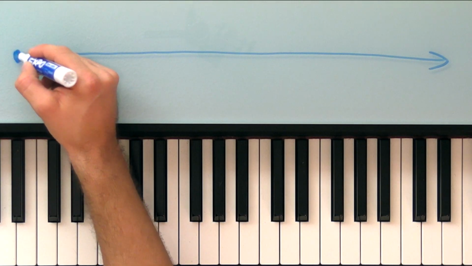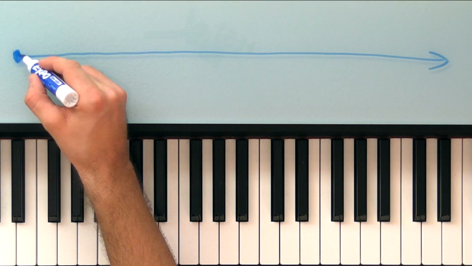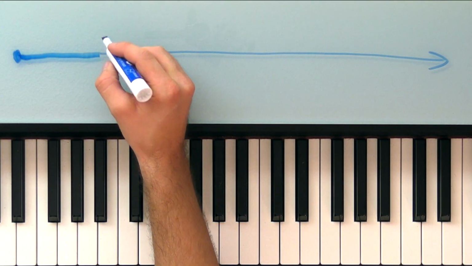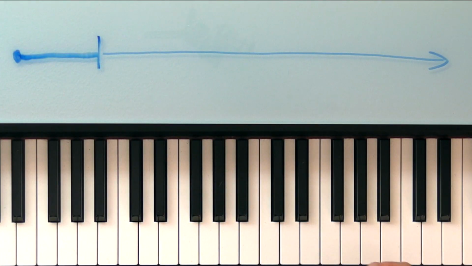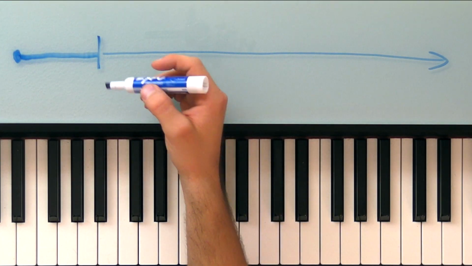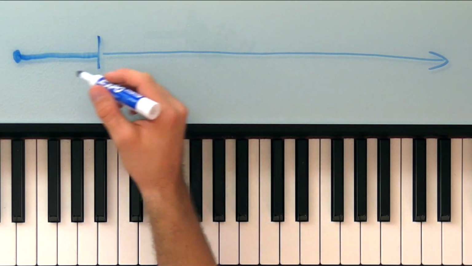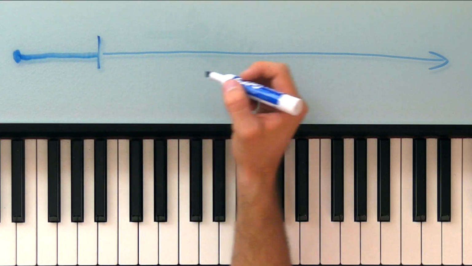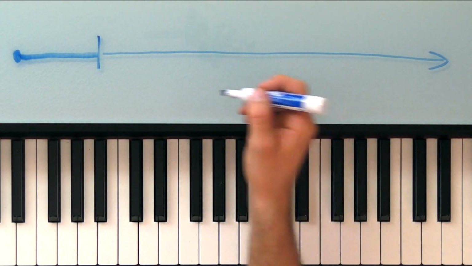I'm going to represent the beginning with this little dot. Okay, this line will last for this long, then it'll stop with this little vertical line. This is not some standard musical notation here. This is just something I've made up, but I think it helps to illustrate how the rhythms work.